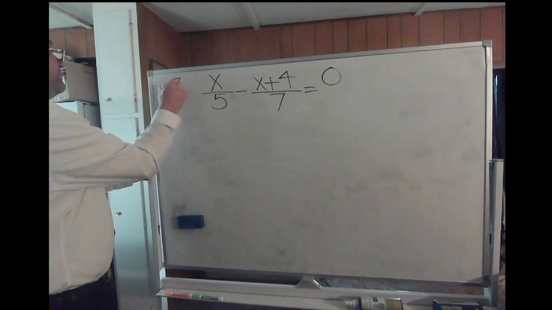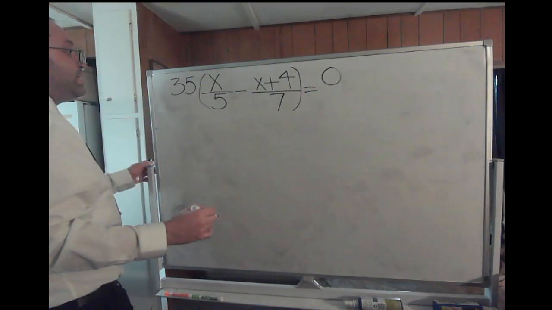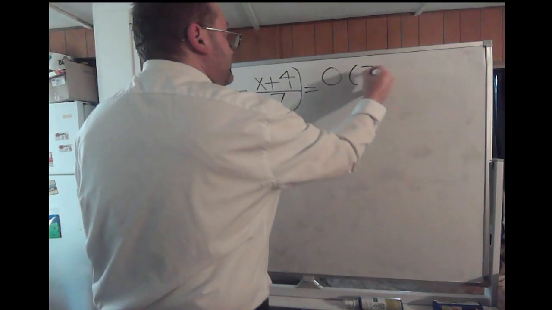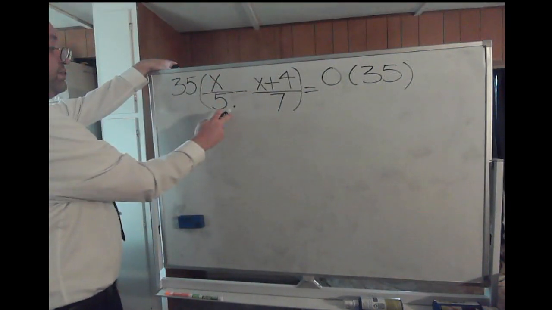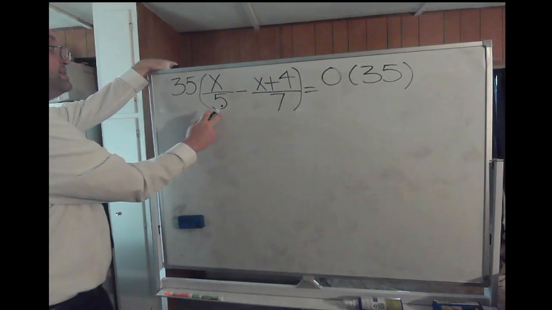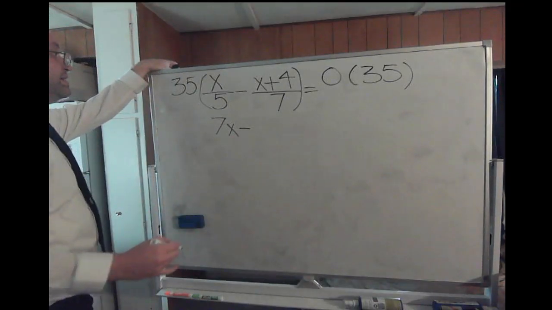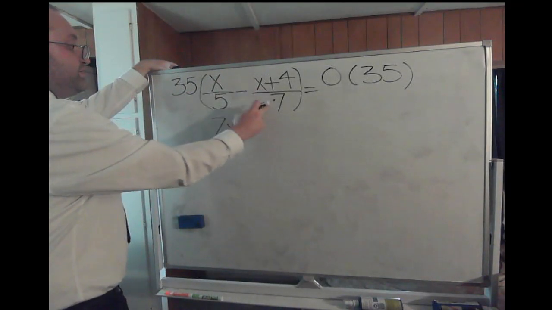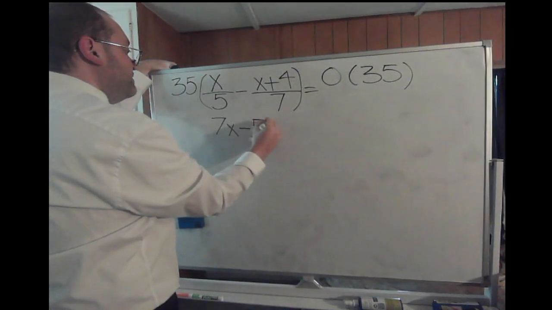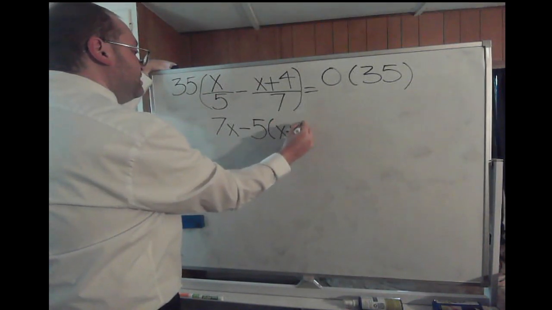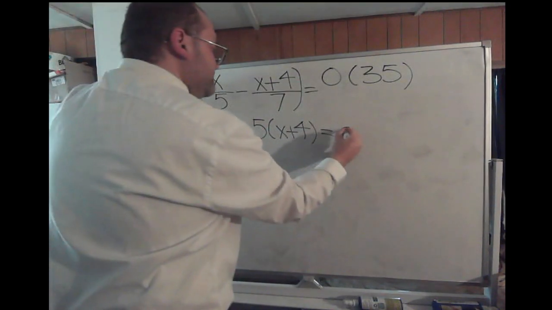So we'll take that 35, multiply it by the entire left-hand side, and then you're going to also multiply it on the right-hand side. So the left-hand side, you have 35 times x over 5. Well, 35 divided by 5, that's 7. 7 times x will give you 7x, minus, you have 35 times x plus 4 all over 7. Well, 35 divided by 7 is 5. You would end up getting 5 times the quantity of x plus 4. That would be equal to 0 times 35, which is definitely 0.